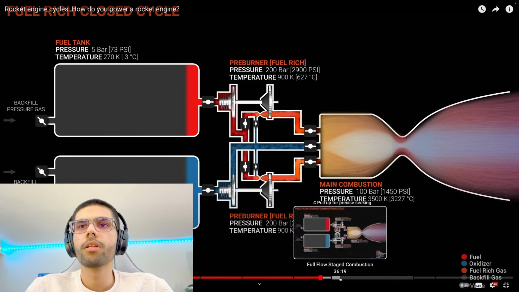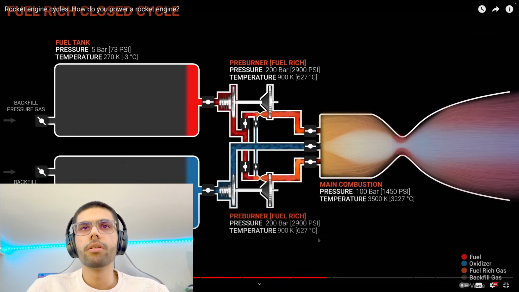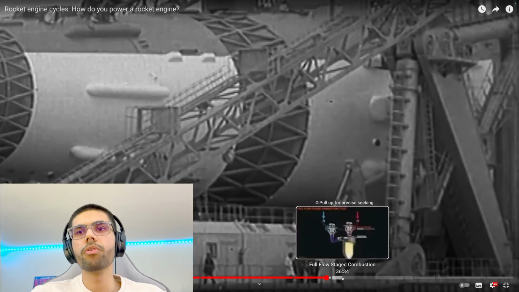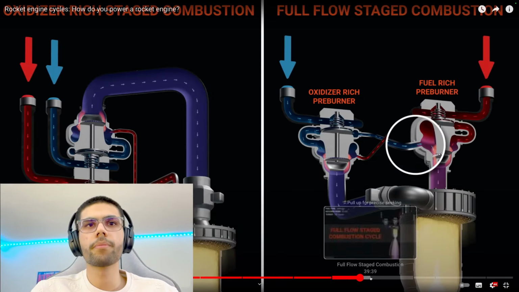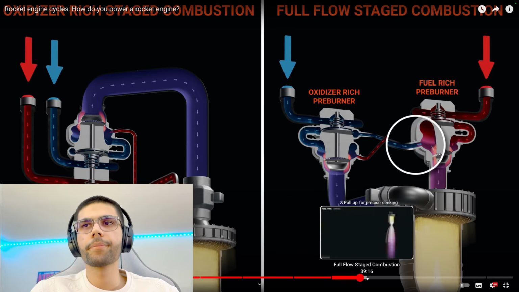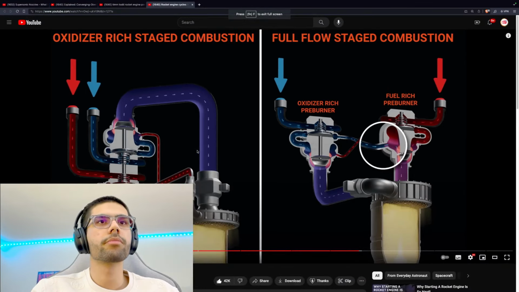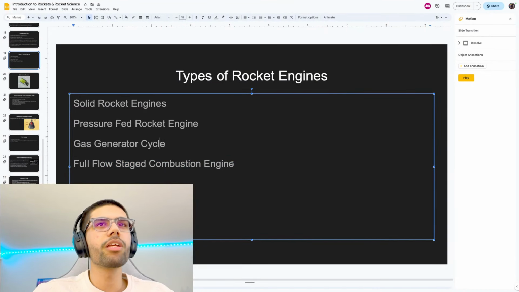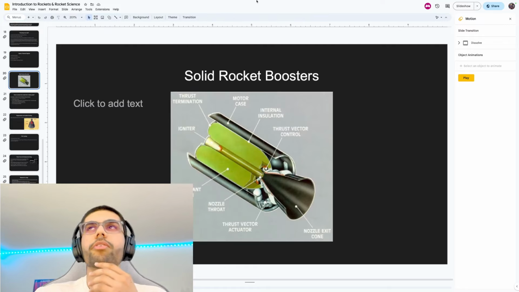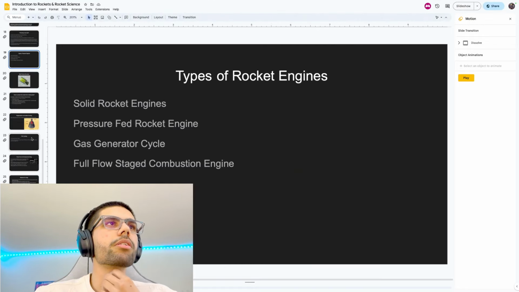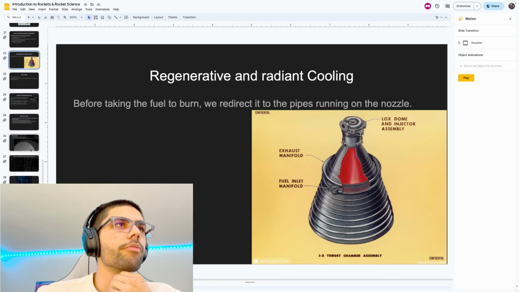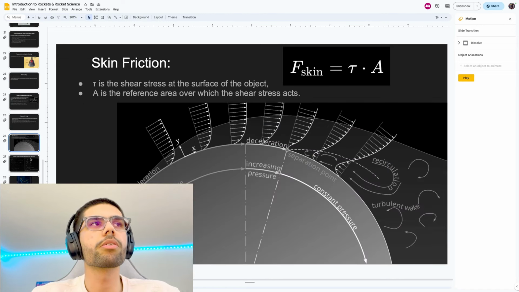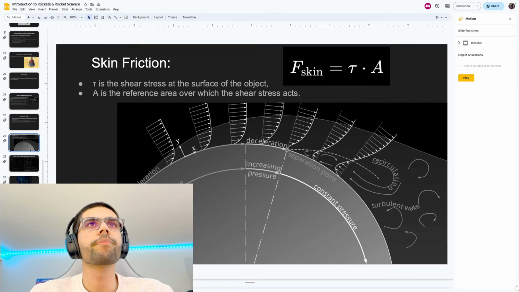Now this brings us to full flow staged combustion engines. I wanted to keep this engine for a separate session because it's time now. We're going to cover the rest of the topics in tomorrow's session.